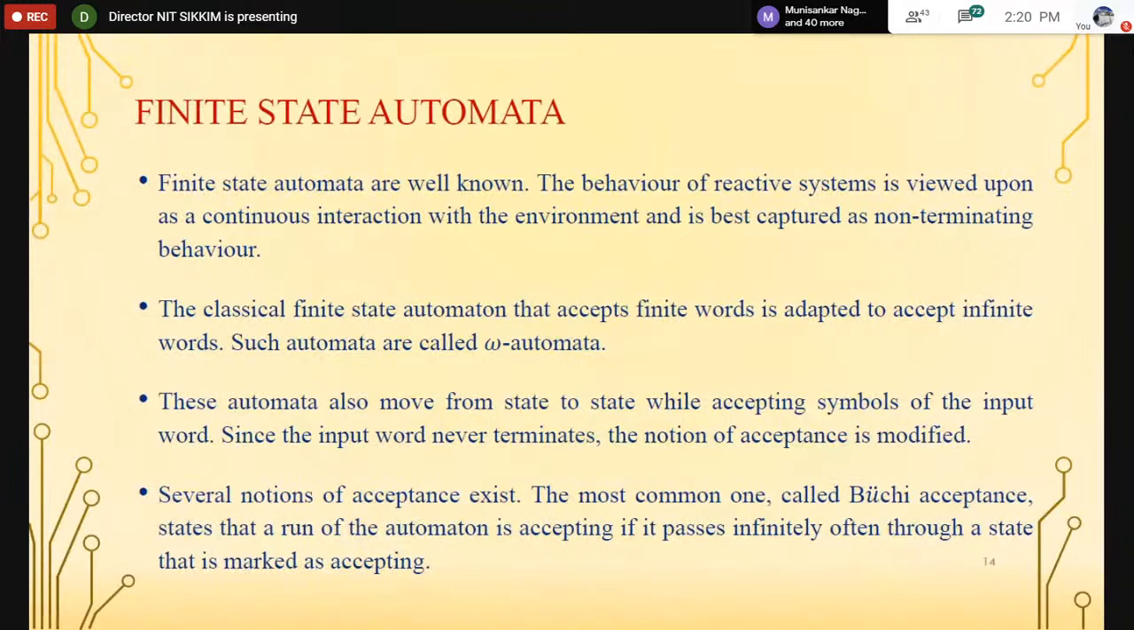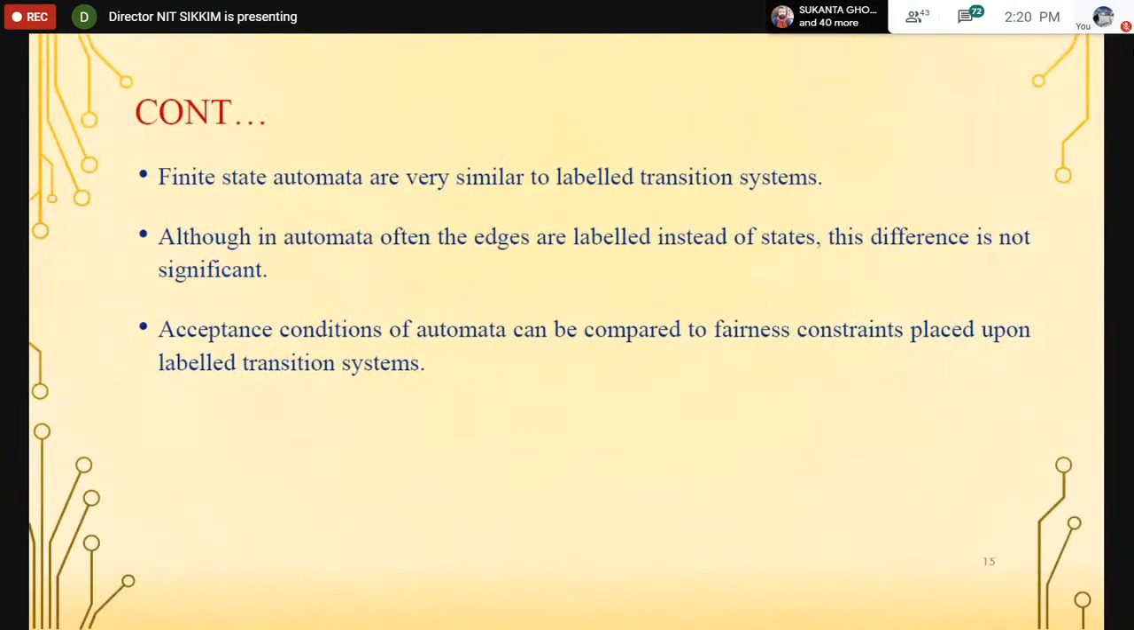These automata also move from state to state while accepting symbols of the input word. Since the input word never terminates, the notion of acceptance is modified. Several notions of acceptance exist. The most common one is the Büchi acceptance, that is, infinitely often through a state that is marked as accepting.